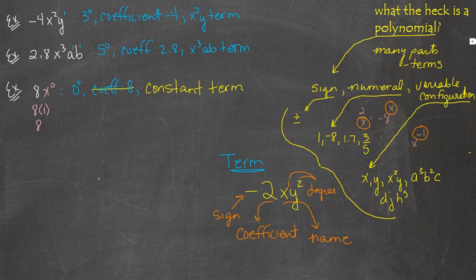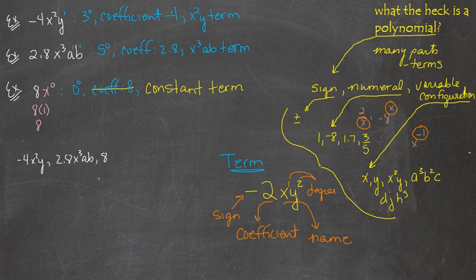All right, so you might be asking yourself, well, if polynomial means many parts and a term is only one of the parts, how else can you put together many? No worries. Let's talk about that. So the 3 terms that I've shown you here, let's go ahead and write them back out. Negative 4x squared y term, the 2.8x cubed ab term, and the 8 term, right? The constant term of 8.